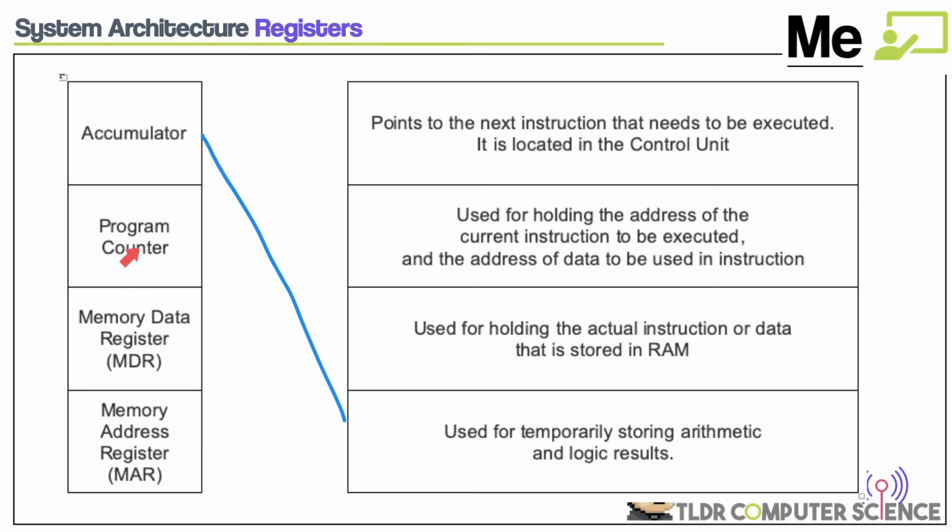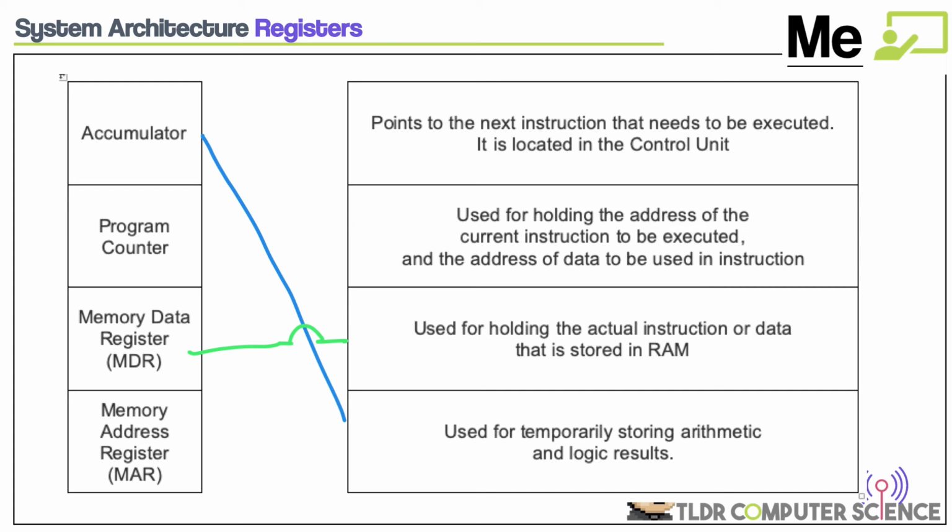While these two, program counter and memory address register, what do they hold? They hold an address. Beautiful. So memory data register goes across from here whoop, to here. Sound effects are for free. You're welcome. And then we've got a bit of a conundrum then, haven't we? We've got these two. One of them says it points to the next instruction that needs to be executed. It's located in the control unit. And the other one is used for holding the address of the current instruction to be executed and the address of data to be used in the instruction. Do you know which one's which?